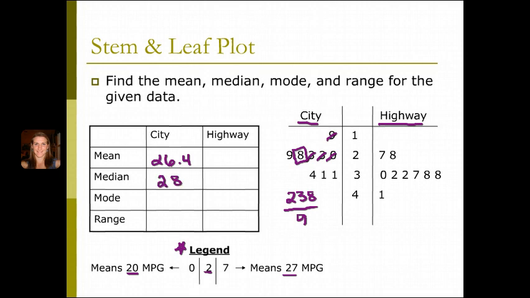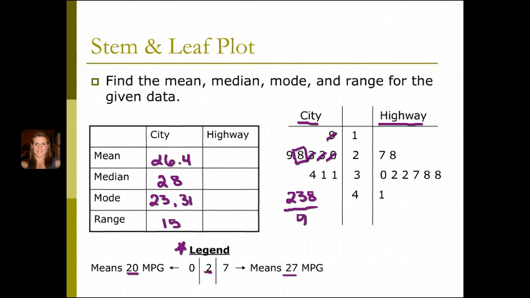The mode is the number that happens most often. In this situation for the city, we have 23 and 31 that occur twice. So both of those need to be listed. And the range is the highest mile per gallon minus the lowest. So we take 34 minus 19, which gives us a range of 15.